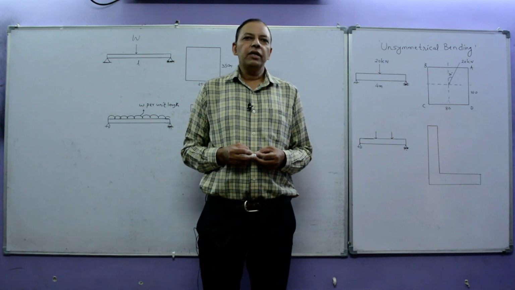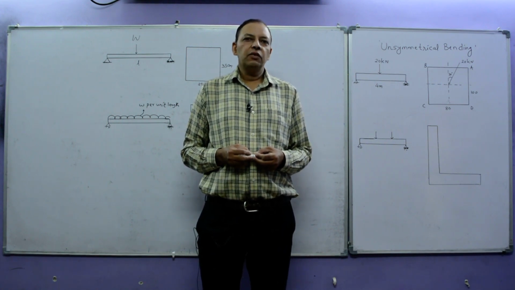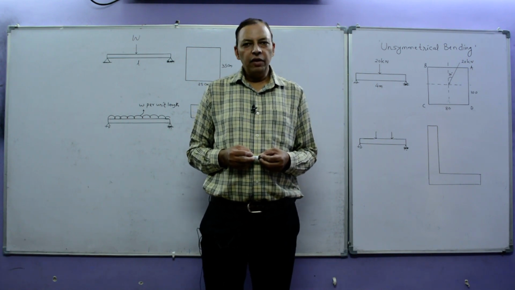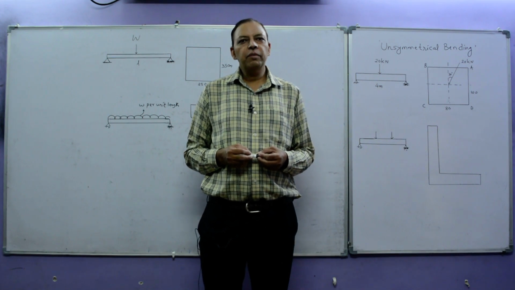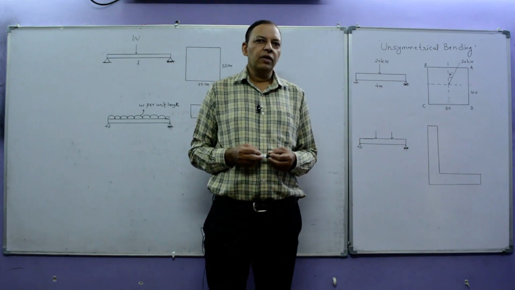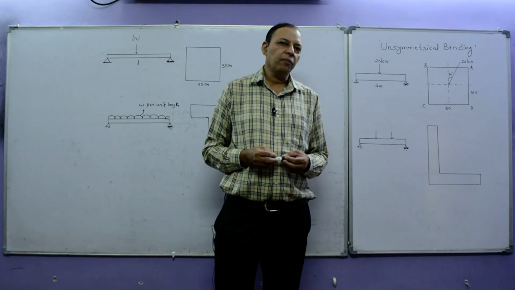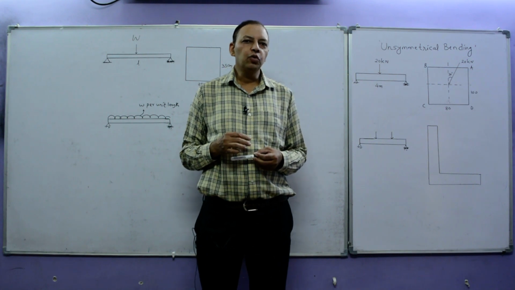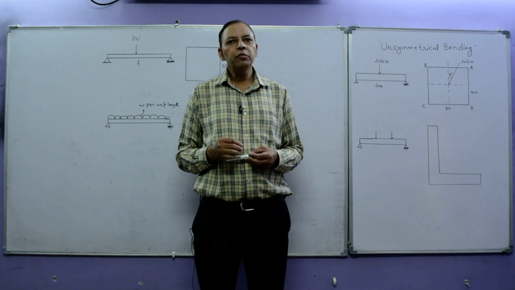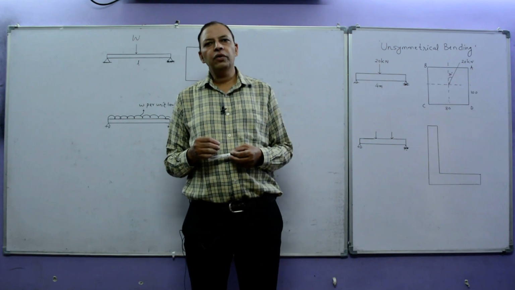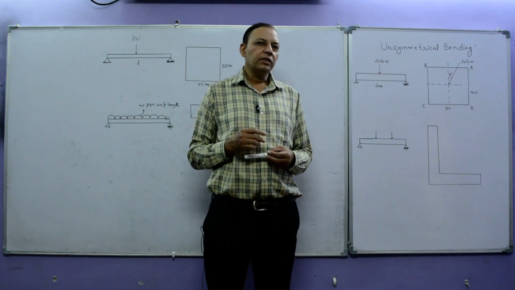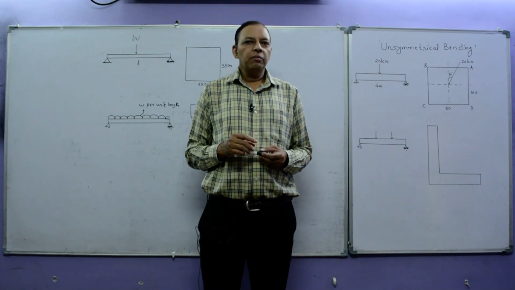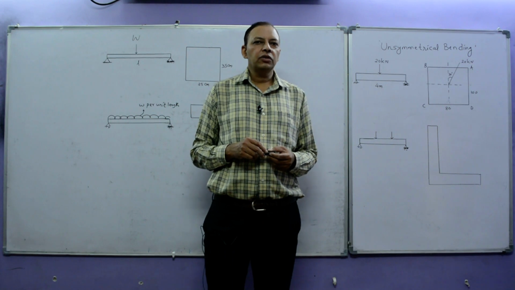Unsymmetrical bending involves the cases in which either bending moments do not act in a plane of symmetry of the member, or the member does not possess a symmetrical cross-section area. I will revise it. Here I have explained 2 points. Number 1, bending moments do not act in a plane of symmetry of the member, and the second part is the member does not possess a symmetrical cross-section area.